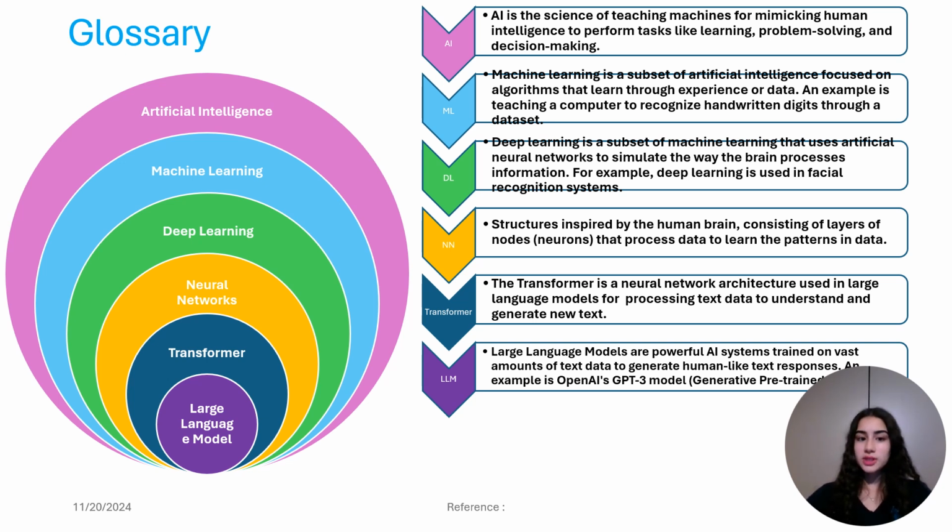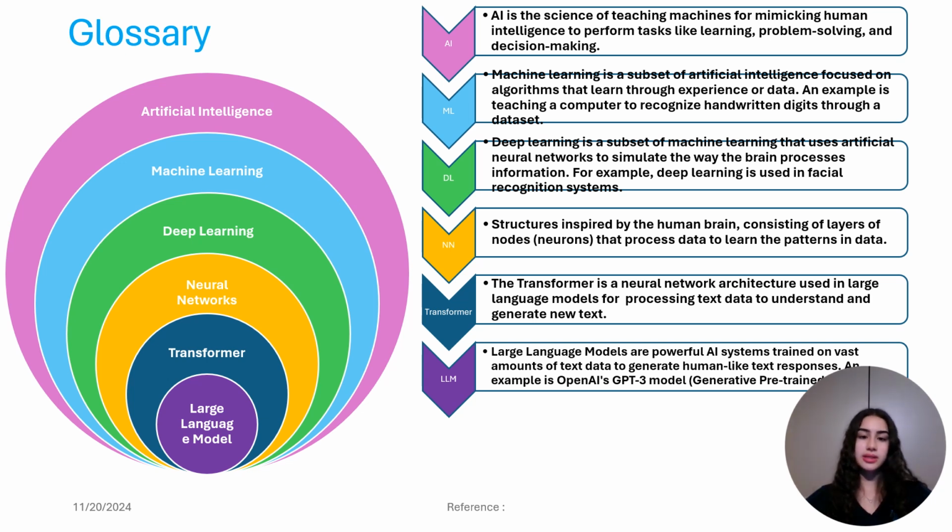Let's begin with artificial intelligence, which stands for AI. You've probably heard or seen it at some point in your life because it is really famous among us, especially right now. It's simply the science of teaching machines how to mimic human intelligence to perform tasks like learning, problem solving, and even decision making. A subset of artificial intelligence is machine learning, which stands for ML, and it's focused on algorithms that learn through experience or data. An example of this is teaching a computer to recognize handwritten digits through a data set.